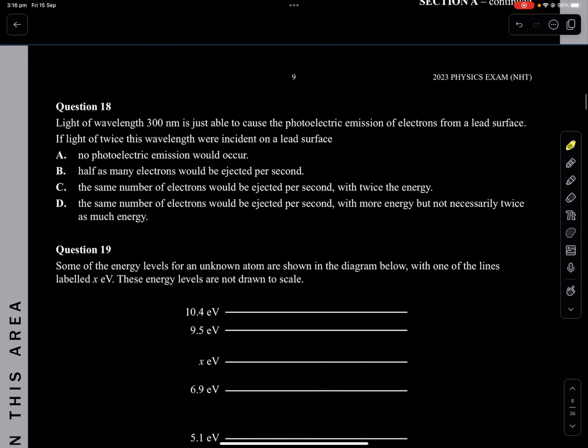Perfect. Light of wavelength 300 nanometers is just able to cause the photoelectric emission of electrons from a lead surface. So it's just able to cause it. What does that mean? Well, this is therefore your threshold wavelength. If light of twice this wavelength were incident on a lead surface, what would happen? Okay, let's look at this. We're originally starting with a wavelength of 300, and we've doubled it.